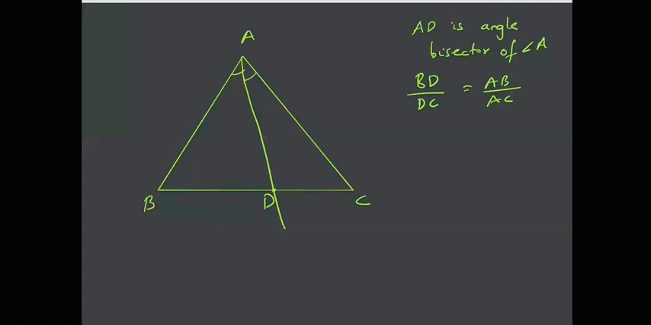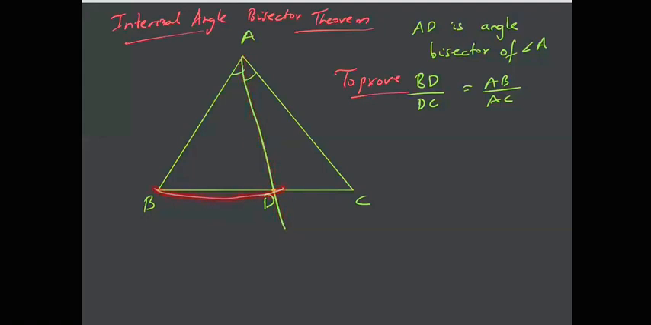So this is what we need to prove. This is called the internal angle bisector theorem. It is called the internal angle bisector because we are drawing the internal angle bisector of angle A, and we need to find the ratio in which this angle bisector divides the side BC.